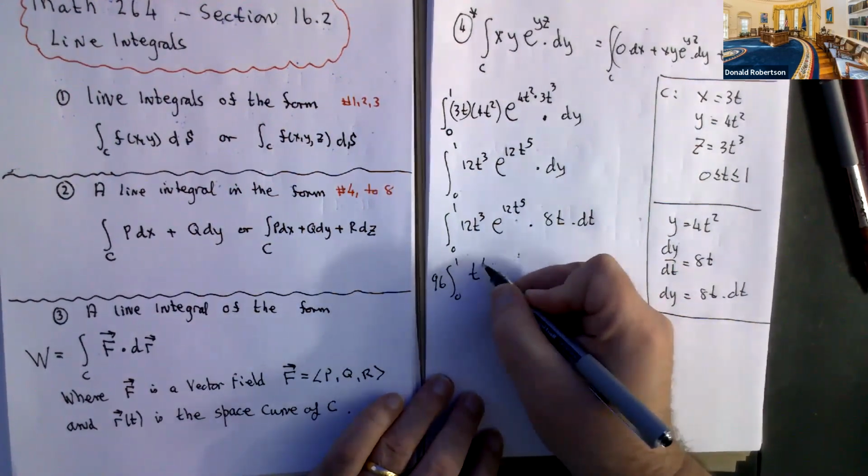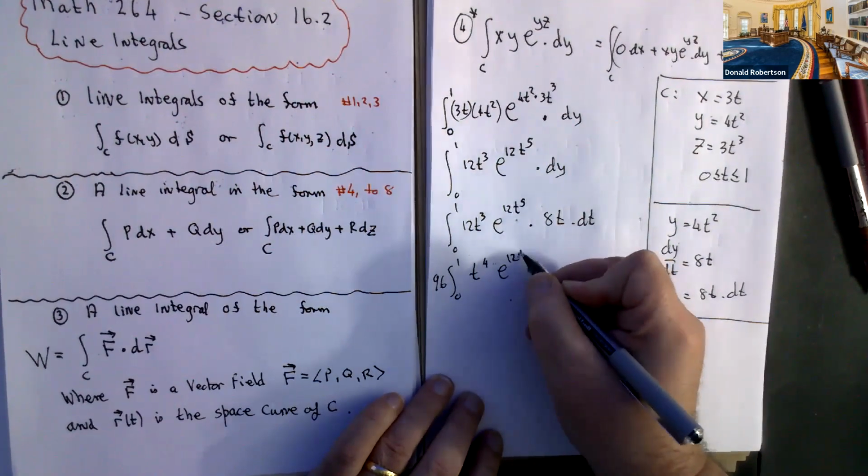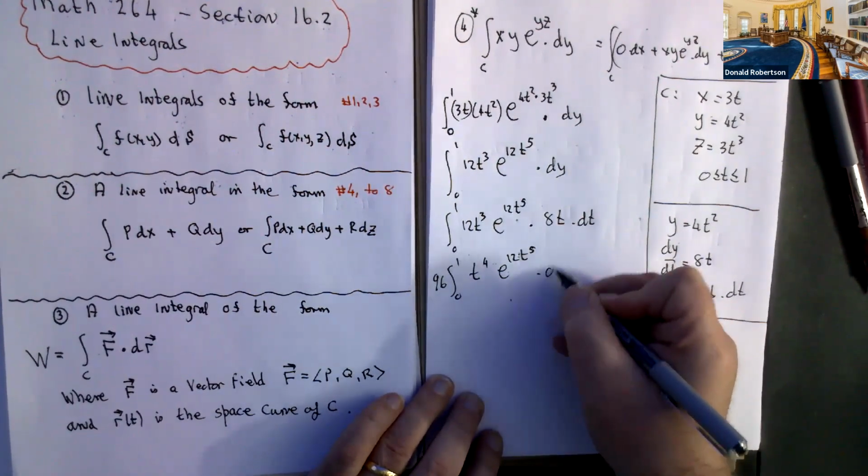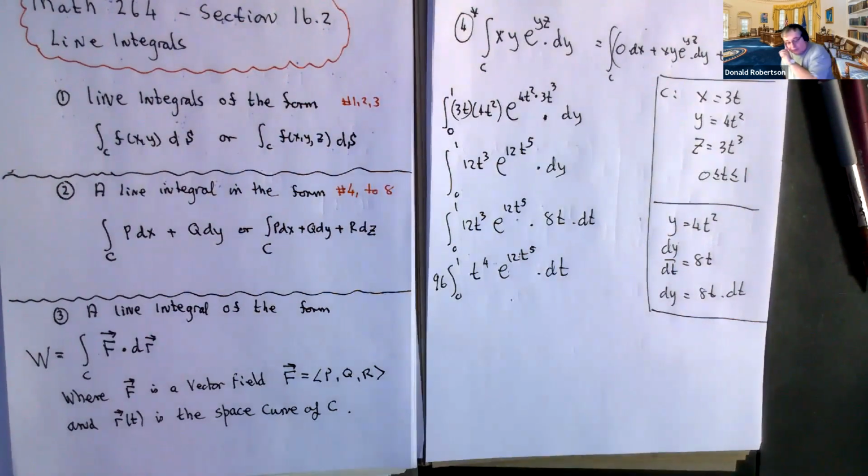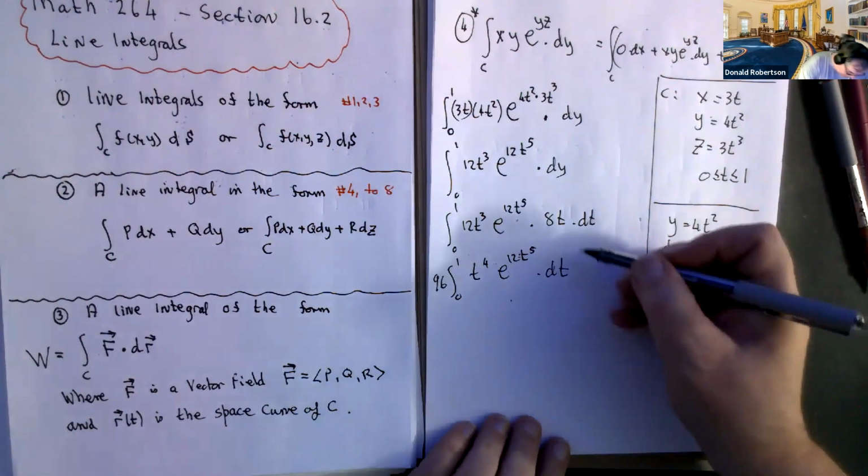And now I have a t to the 4, 12t to the 5 dt. And that's where we are right now. That's where I'm going to stop, right there.